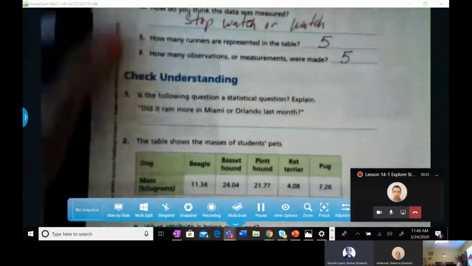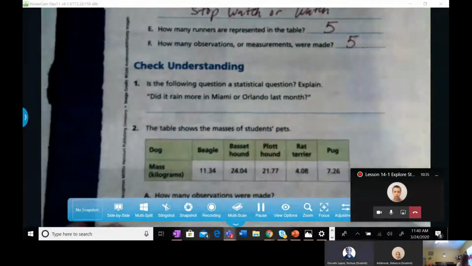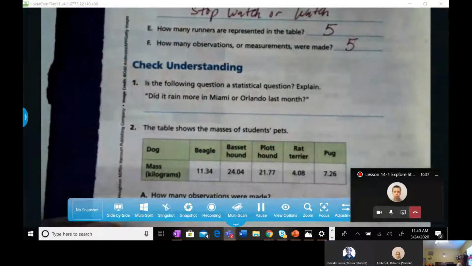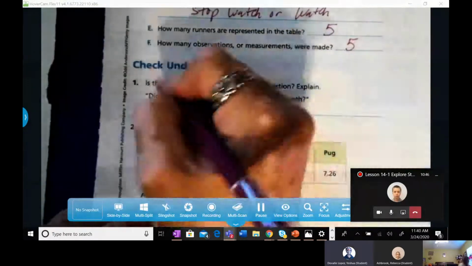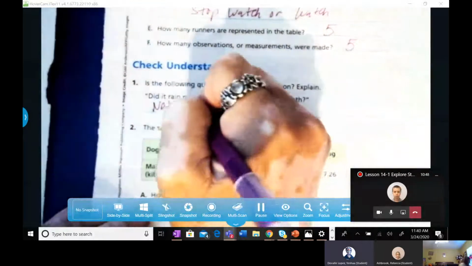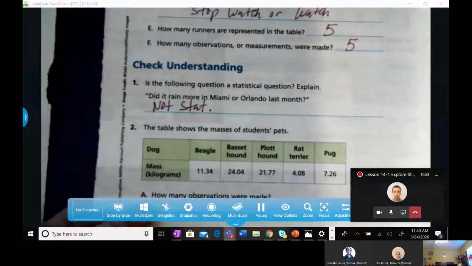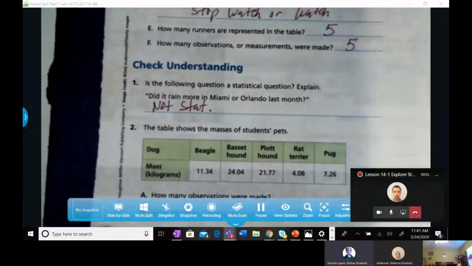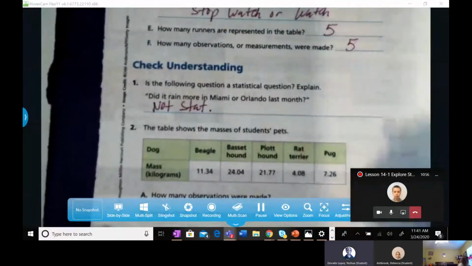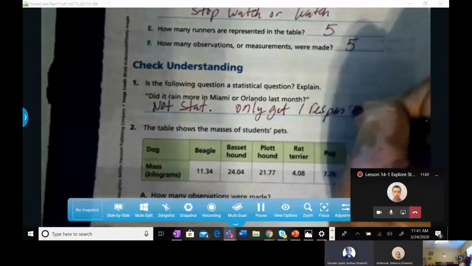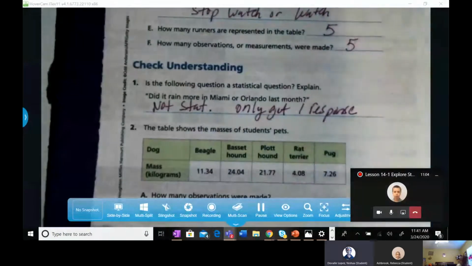All right. Thank you for working those out ahead of time. So let's check them. Is the following question a statistical question? Explain. Didn't it rain more in Miami or Orlando last month? So not statistical. I'm going to abbreviate it because my answer is either going to be Miami or Orlando. That's why. So only get one. That's it.